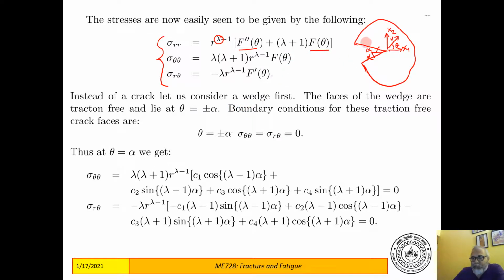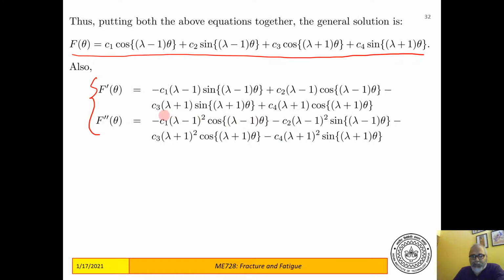At theta equal to plus alpha and theta equal to minus alpha, again here sigma theta theta and sigma r theta will be equal to 0. So these are the traction free edges of the wedge, and we apply the boundary conditions at theta equal to plus minus alpha. These two things are 0. So sigma theta theta is here, sigma r theta is here. I replace the expressions for f theta and f prime theta that I have developed here. So f theta is this, f prime theta is this.